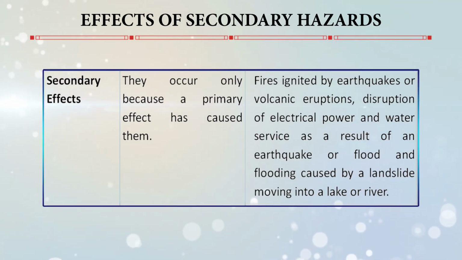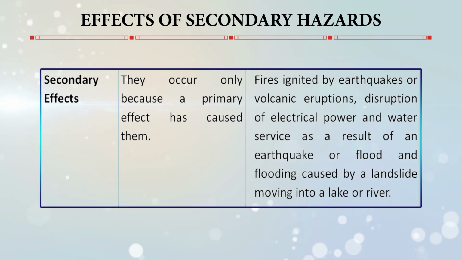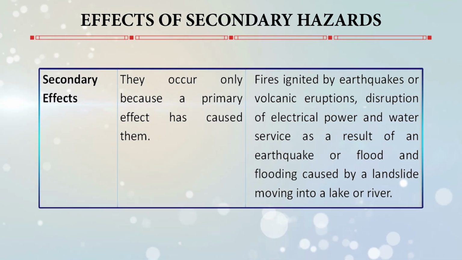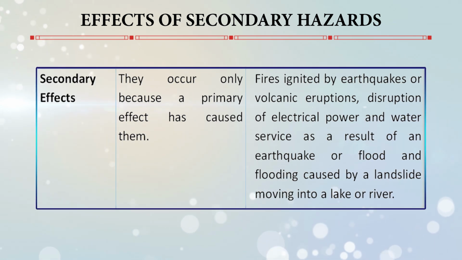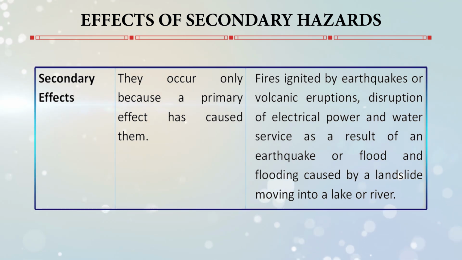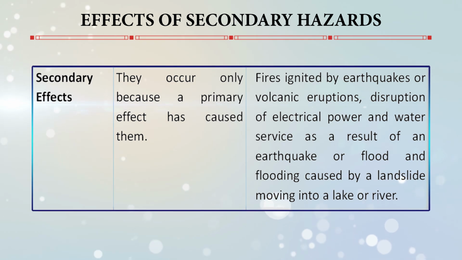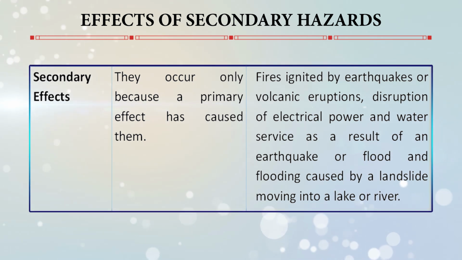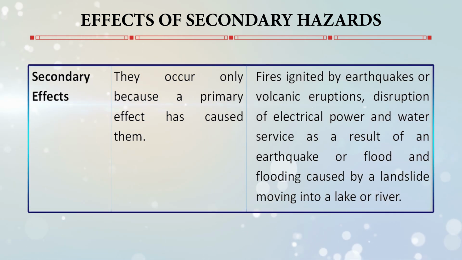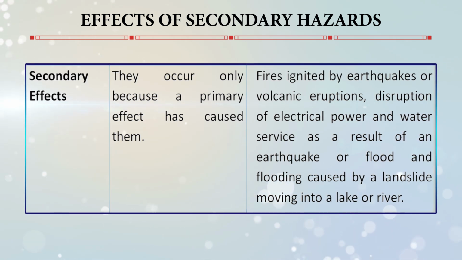Secondary effects, as the name indicates, are secondary. They occur only because the primary effect has caused them. For example, fires that are ignited by earthquakes or volcanic eruptions, disruption of the power supply and the water supply as a result of the earthquake or flood. In the same way, flooding due to landslides, and a landslide moving into a lake or a river. So, these are some secondary effects which are caused only because of the primary effect.